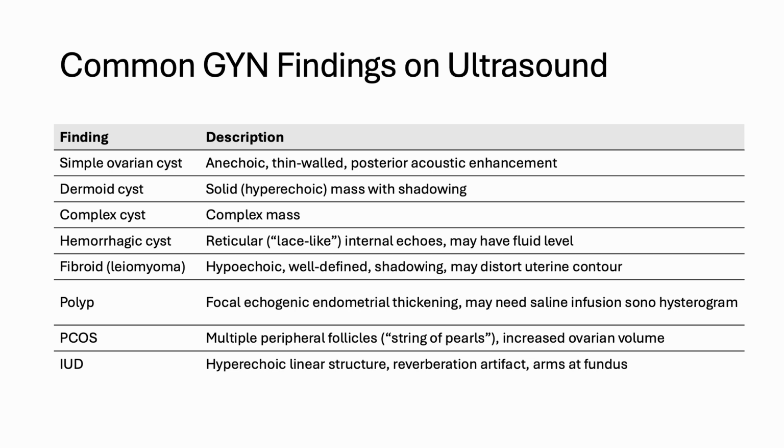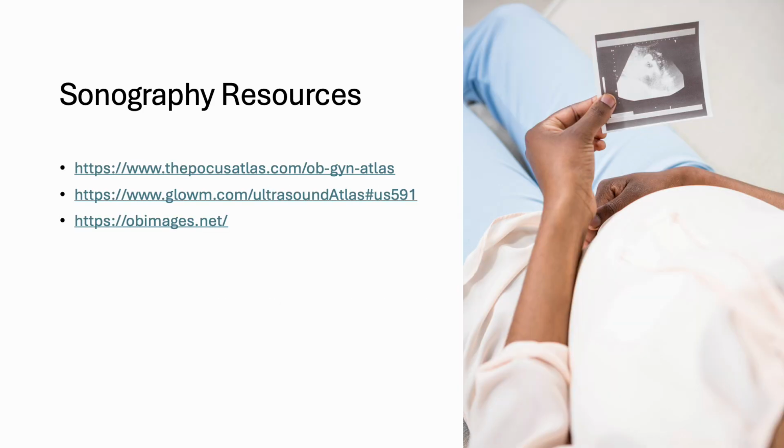A polyp can have focal echogenic endometrial thickening, but this is better seen with a saline infusion sonohysterogram. And then PCOS would be identified with multiple peripheral follicles, which we call the string of pearls, and increased ovarian volume. So they measure the ovary and the volume is increased. And then an IUD, we describe that as a hyperechoic linear structure. Sometimes people say reverberation artifact, and the arms would be located at the fundus.